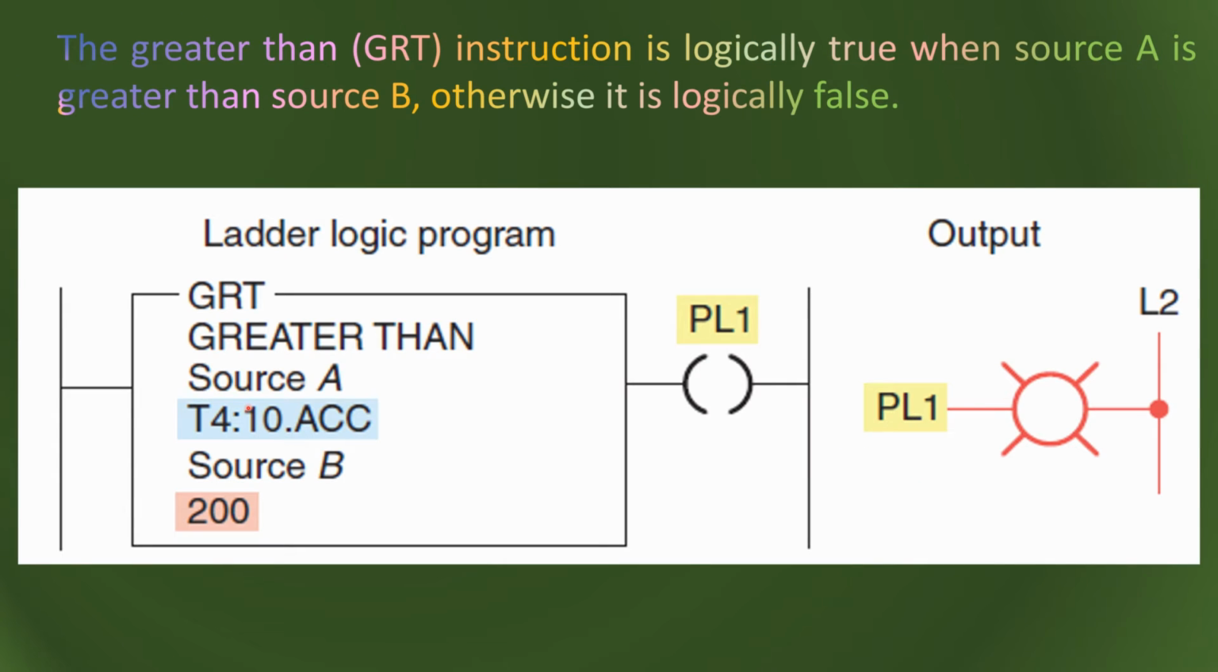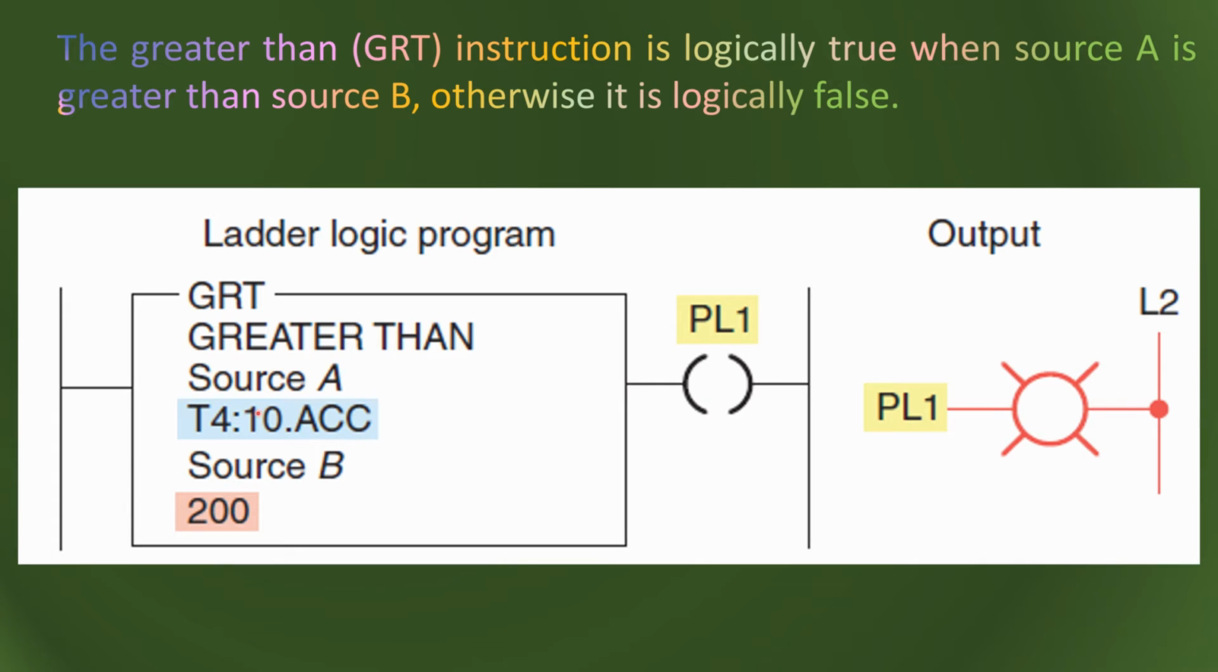Similarly, this is the greater than instruction. If data in source A is greater than source B, the pilot light will be on. Otherwise, the pilot light will be off. So the rung will be true whenever A is greater than B.